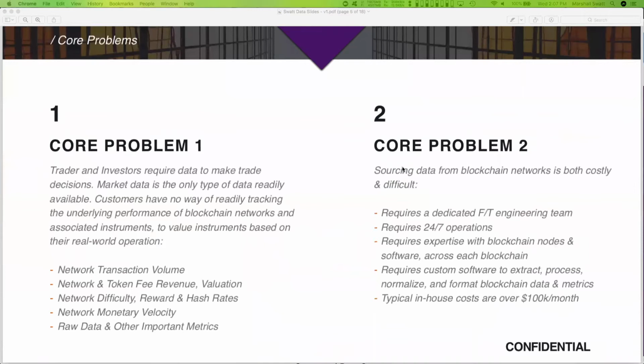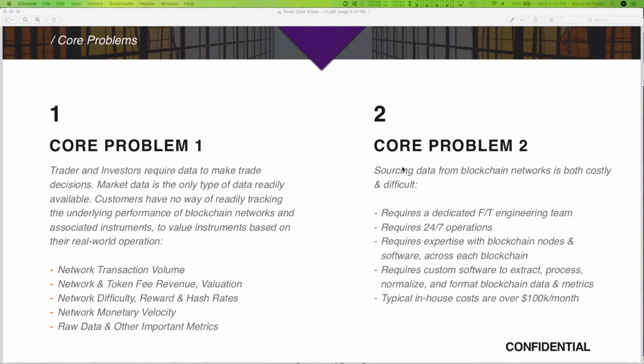So, what is the core problem that Swatt Data solves in the market? What are we doing for our customers? Well, the first core problem we solve is that data is needed in today's world in order to make trading decisions. There are many different types of traders in the markets today, from market makers to static arbitrage traders to high-frequency algo traders to quantitative analysis and trading firms, crypto hedge funds, you name it. It's a wide array of market participants, but what they all share in common is that they need data, and they use and analyze data as part of their strategies for trading successfully and making successful investments in the market.